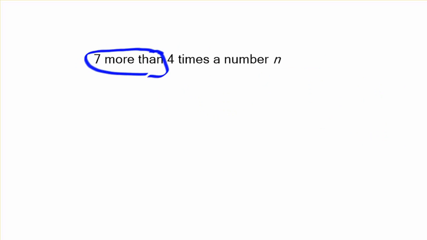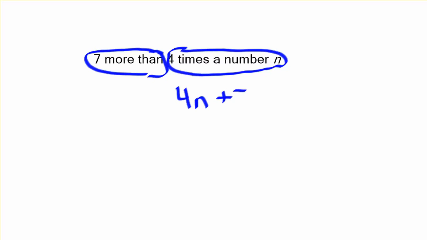Let's try this. 7 more than 4 times a number n. Well, 4 times the number n is just 4 times n, 4n. 7 more than that, you add 7. Now remember, this is addition, so if you want to, you can switch these around. 7 plus 4n will be the same thing.